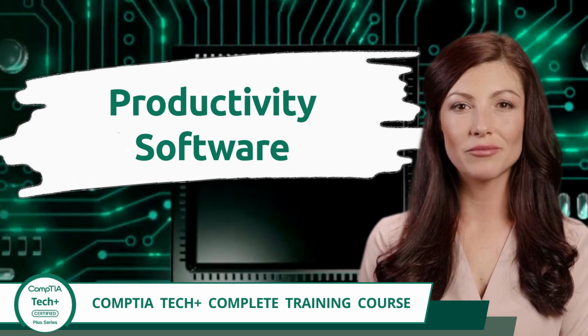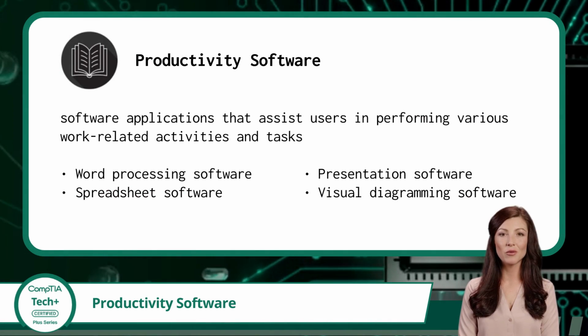Productivity software. Productivity software refers to software applications that assist users in performing various work-related activities and tasks. It empowers users to create, manage, and manipulate digital content, saving time and effort while improving productivity. Some types of productivity software include word processing software, spreadsheet software, presentation software, and visual diagramming software. Now let's examine each one of these software types, one at a time.